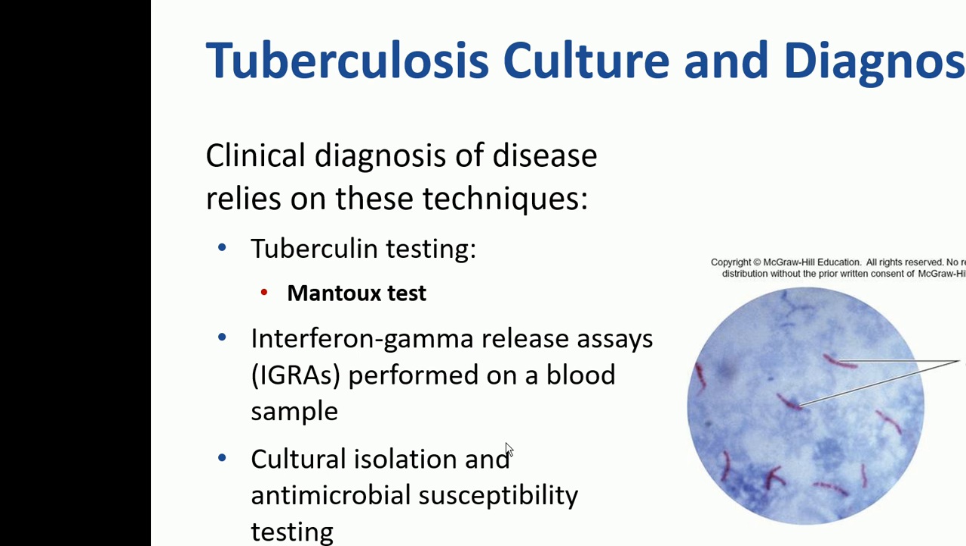And then another test which can be done is called interferon gamma release assays, performed on a blood sample. Then culture isolation and antimicrobial susceptibility is also done for the diagnosis of tuberculosis. And acid-fast staining is done for staining this bacterium.